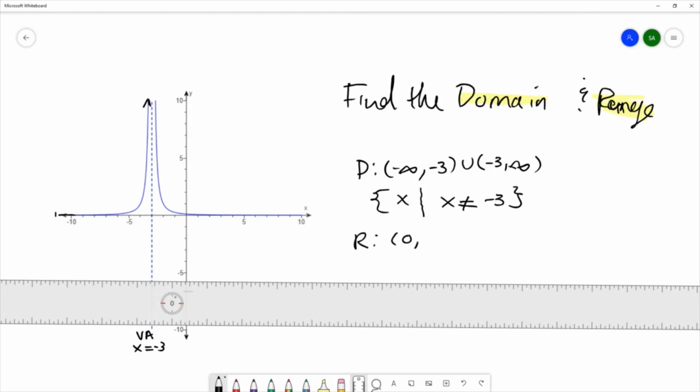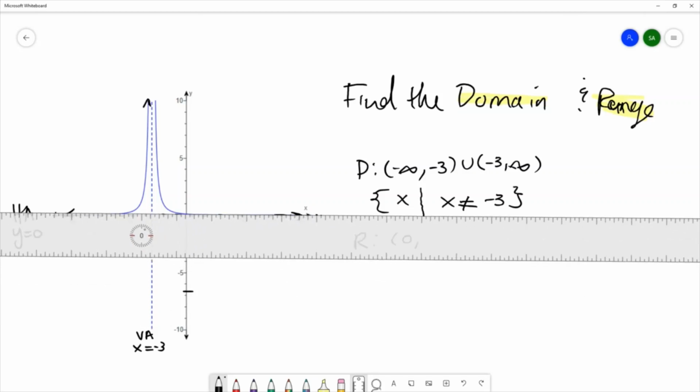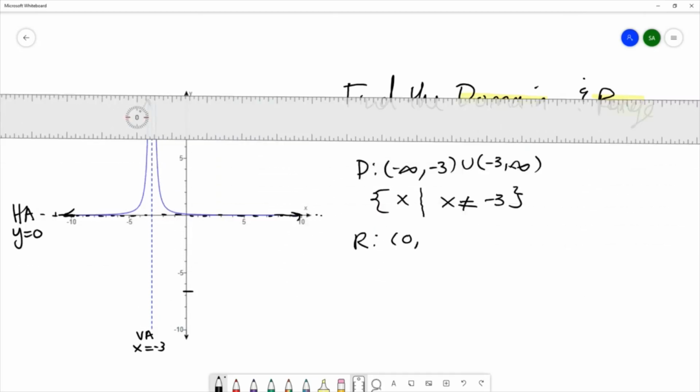And I'm going to put a parenthesis on that because it looks as if the graph is getting closer and closer to the x-axis without ever reaching it. And that's an indication that this graph has a horizontal asymptote right on top of the x-axis. That's a horizontal asymptote at the line y equals 0. So my range is starting at 0 and continuing on to infinity.